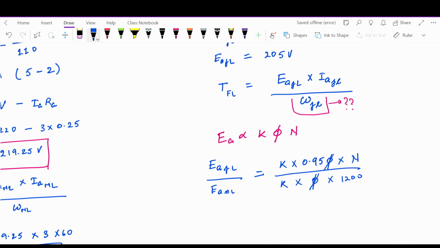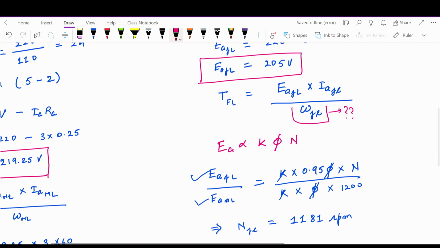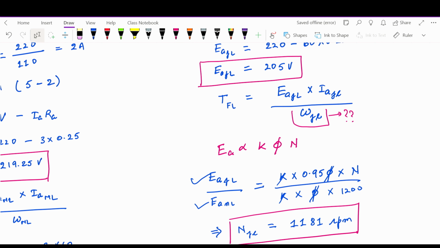So from this, N FL would come out to be 1181 RPM. Now this is known, so we can definitely calculate, right? Here we have found out this one. EA FL is this value. Okay, so we have this value also now. So now we can find out the torque.